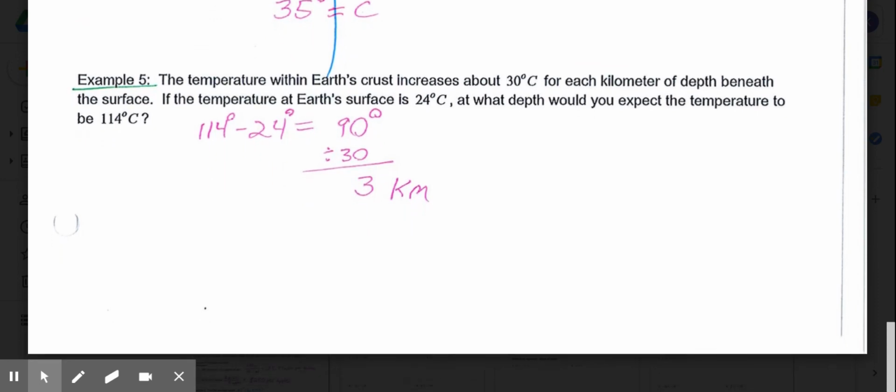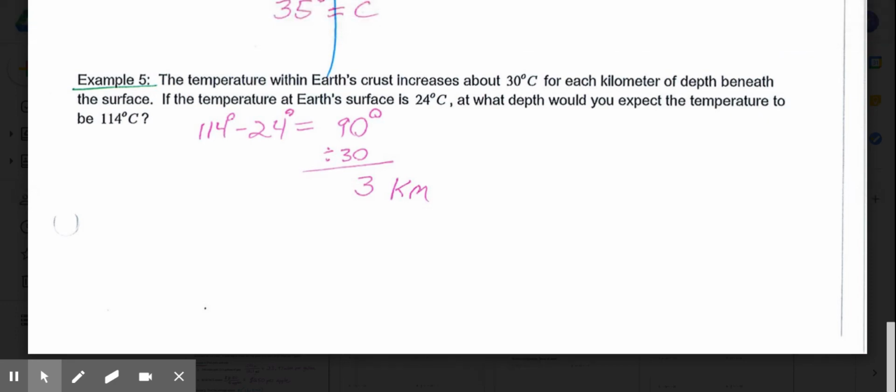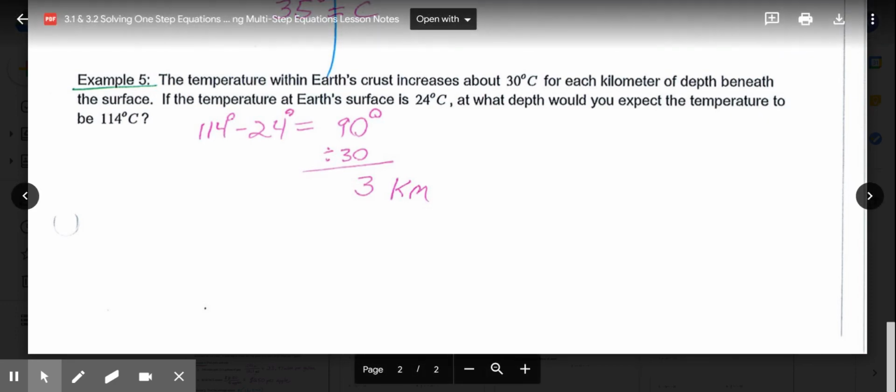And then example 5. The temperature within Earth's crust increases about 30 degrees Celsius for each kilometer of depth beneath the surface. If the Earth's surface is 24 degrees Celsius, at what depth would you expect to find the temperature of 114 degrees Celsius? So I know it's 30 degrees for each kilometer beneath the surface. Surface was 24 degrees. We're trying to figure out 114 degrees for our depth.